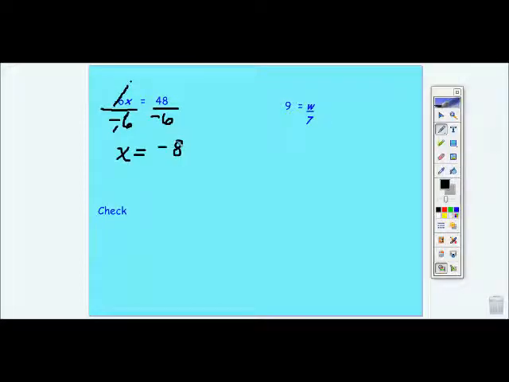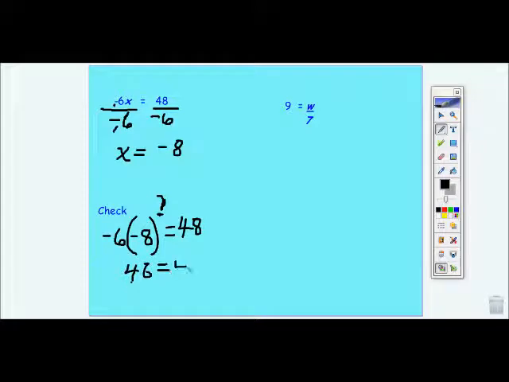So now I'm going to go ahead and check it. We need to look at the original, which I kind of hid from you, so we'll erase it for right now since we're done with that. I'm going to do my negative 6, and I'm going to put in my x, which is negative 8, and we're going to check and see, does that equal 48? Negative times a negative equals a positive, so yes, 48 does equal 48.